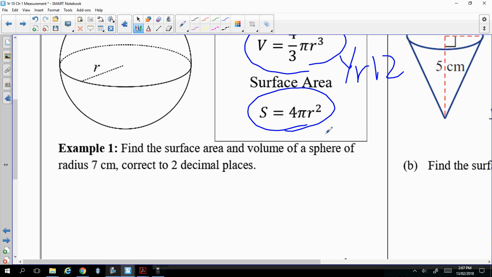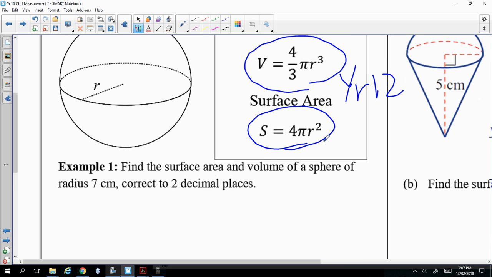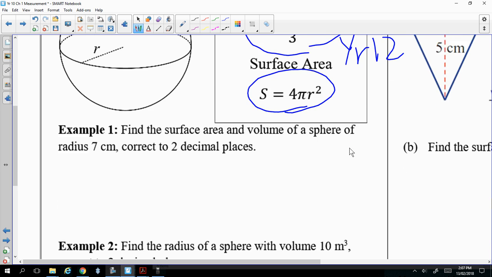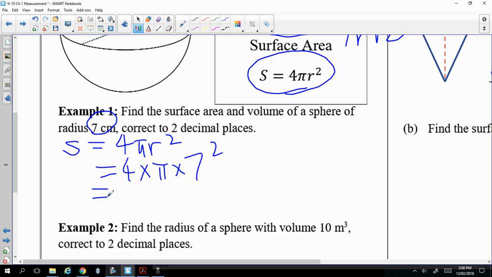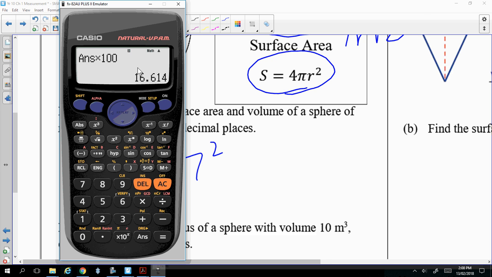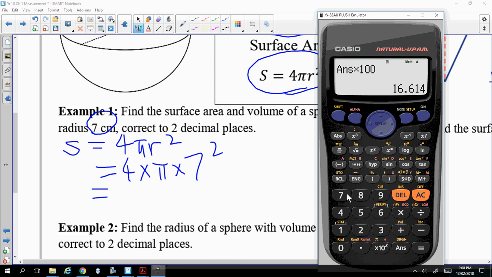So we do the first question. Once you know the formula, these questions are very easy to do. To find the surface area, you just go 4 pi r squared. So you go 4 pi times the radius, which is 7 centimeters, and then use your calculator. Please try that on your calculator. Press 4 times pi times 7 squared.